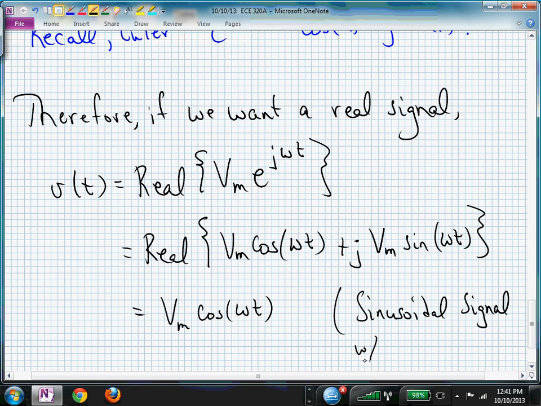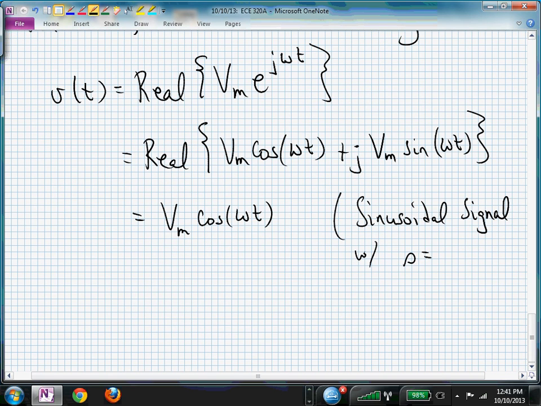And when did we get that? For what choice of s? We assumed s was just j omega. So now we've seen what happens when we let s be 0. We get a DC signal. We have 0 frequency. That seems to make sense. We get a constant waveform.